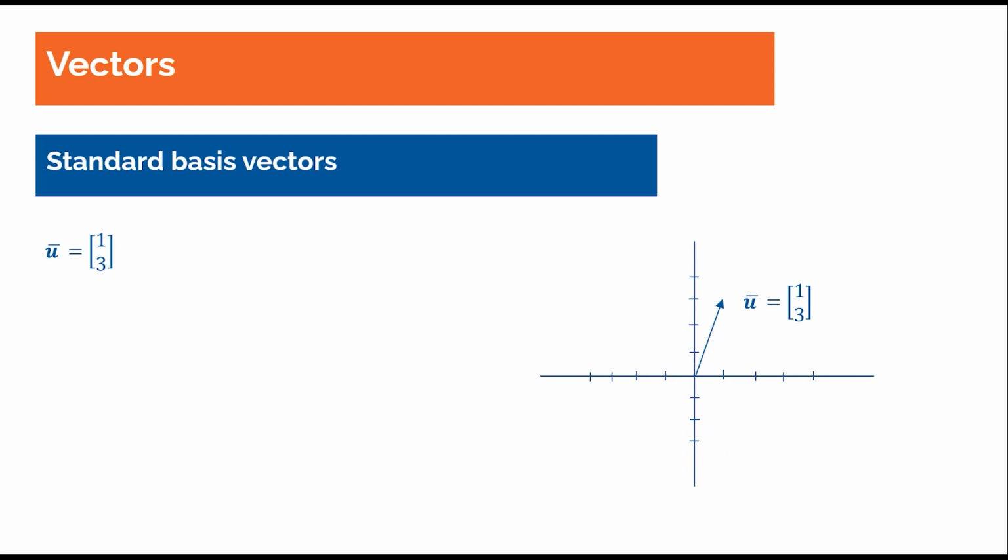Now let's see how standard basis vectors make computations easier. Standard basis vectors are unit vectors along each coordinate axis. Usually we show them with letter E and with a little hat. Now let's write down u in terms of E1 and E2.